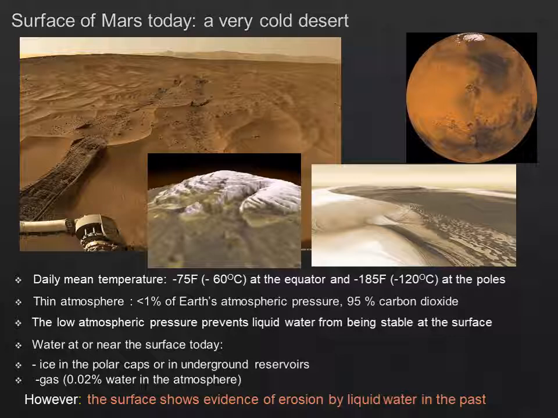So any water that we find today at or near the surface of Mars is in the form of ice, particularly in the polar caps, or in vast underground reservoirs, or it's in the form of gas. There is very little water in the form of gas in the atmosphere, only 0.2%. However, if we look at the landforms at the surface of Mars, we notice landforms that are very similar to landforms on Earth that have been carved by water. So the surface of Mars does show evidence of erosion by what looks like liquid water in the past.